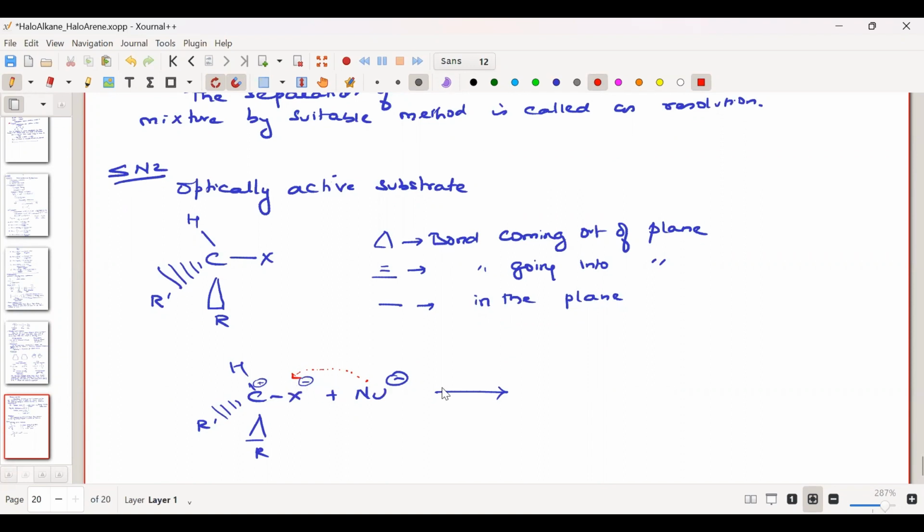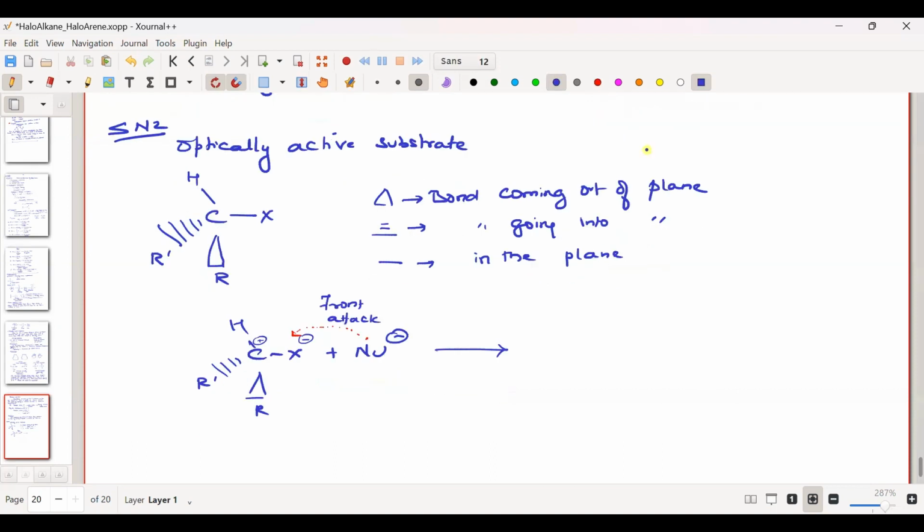This is known as front attack. The nucleophile attacks the substrate at the front, but because this is negative and that is also negative, they repel, so it is not possible. So it finds another way and goes all the way around to attack this carbon from behind. This is known as back attack. So the SN2 reaction first does a back attack. Front attack is not possible.